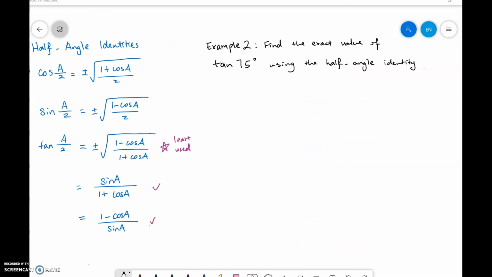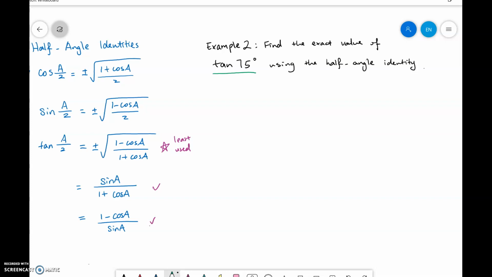The next example, I want to find the exact value for tangent of 75 degrees. Since we're talking about tangent half angles, we have 3 versions to choose from. As I mentioned before, the one we're least going to choose is the top one. So we're going to choose either sine of a over 1 plus cosine of a, or 1 minus cosine of a over sine of a.